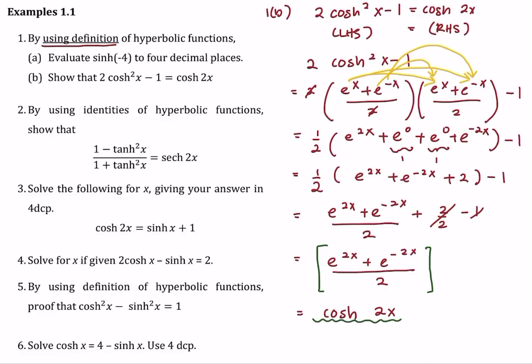That one is for 1b. Now let's move to number 2. Number 2, we want to solve by using identities. This time we want to solve by using identities of hyperbolic function. We have a lot of identities in the previous video, so we can choose any of the identities to prove the left hand side is equal to the right hand side.